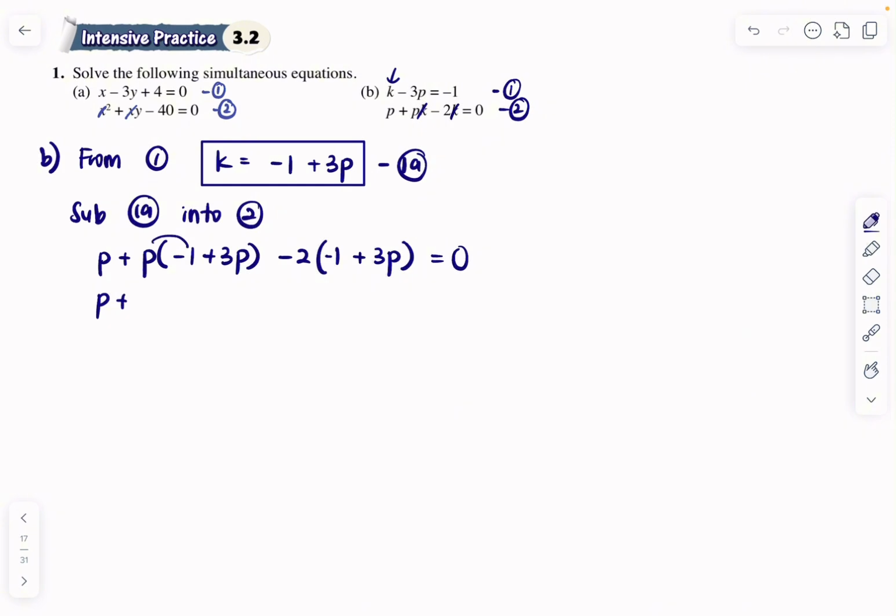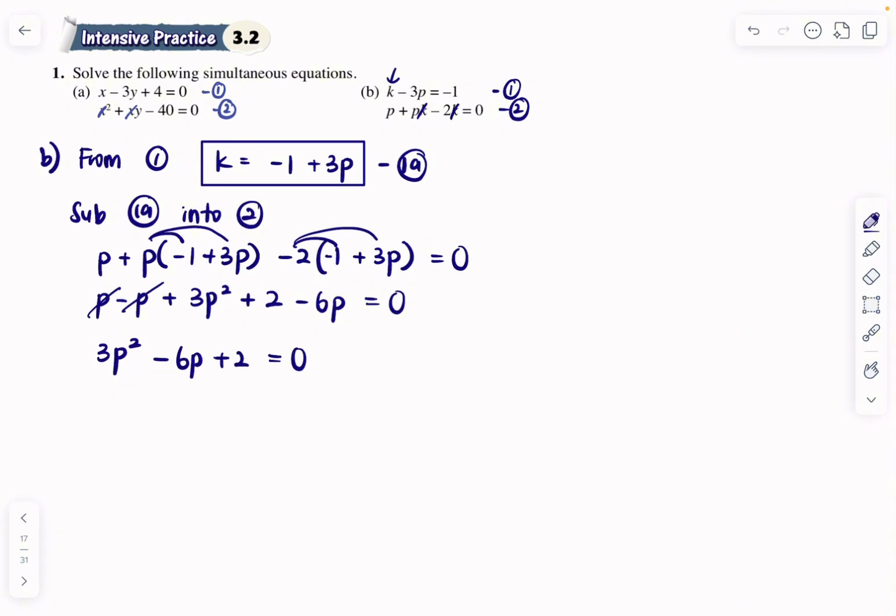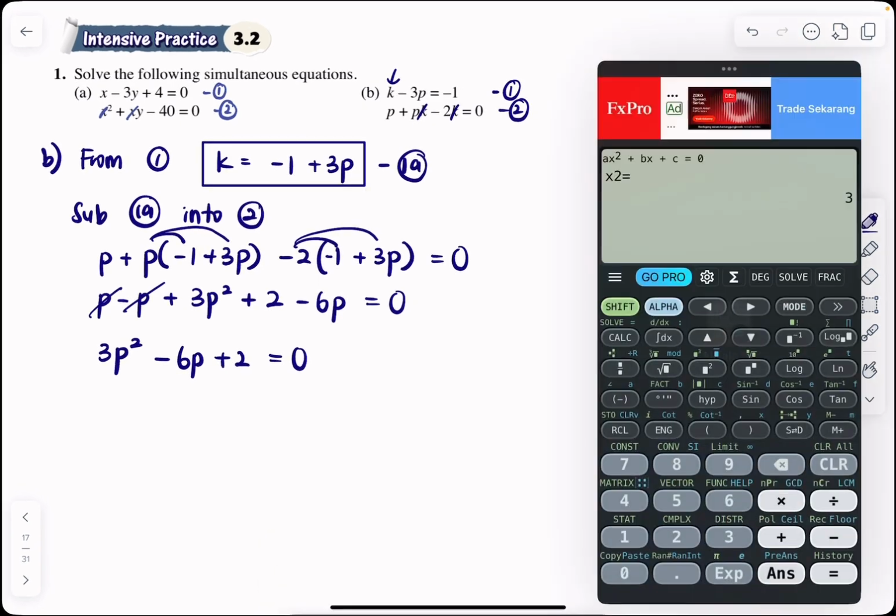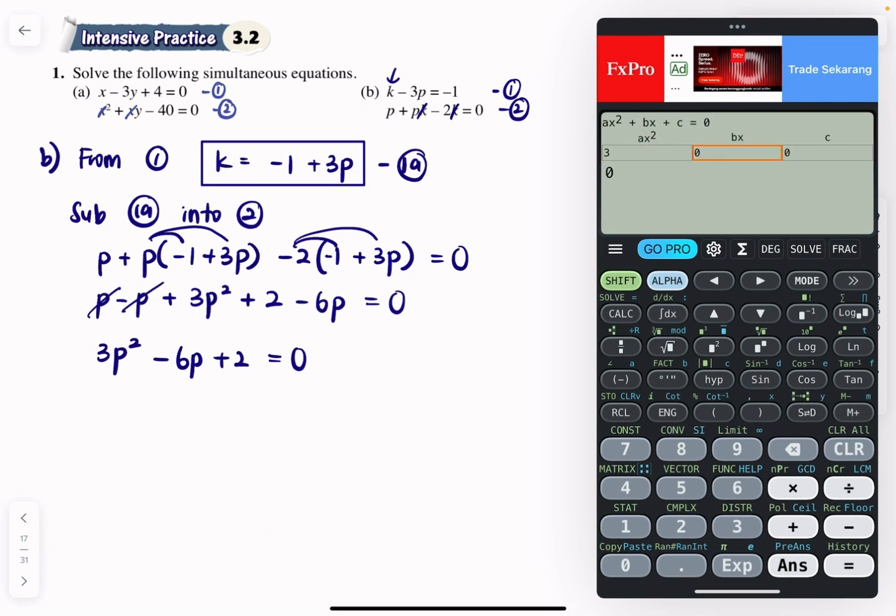P times negative 1 is negative p. Then p times 3p will be plus 3p square. Negative 2 times negative 1, positive 2. Negative 6p equals 0. So rearranging this, 3p square. P minus p cancels off. So minus 6p plus 2 is 0. Now we can just factorize. Use your calculator. A is 3, B is negative 6, C is 2.